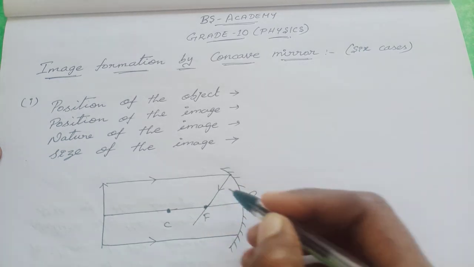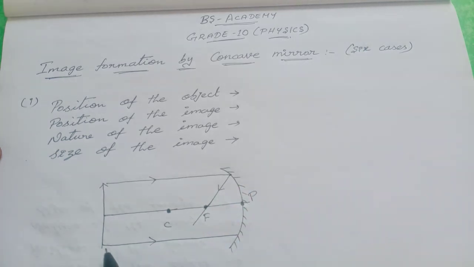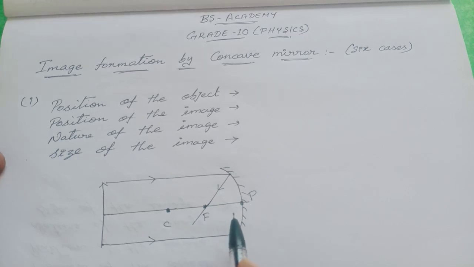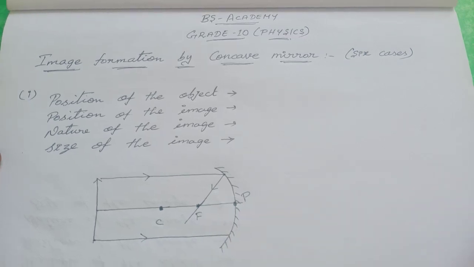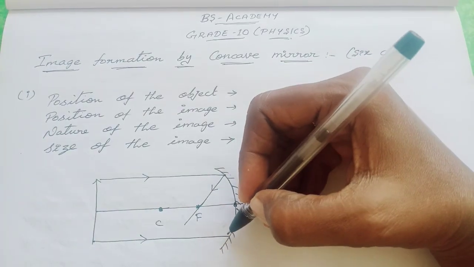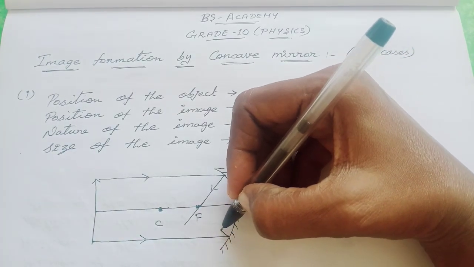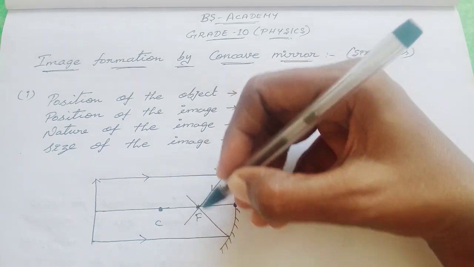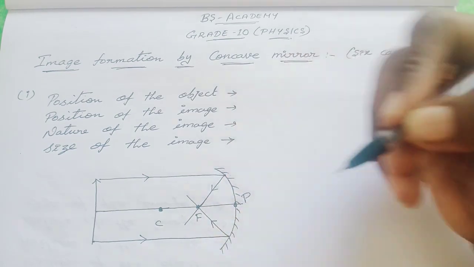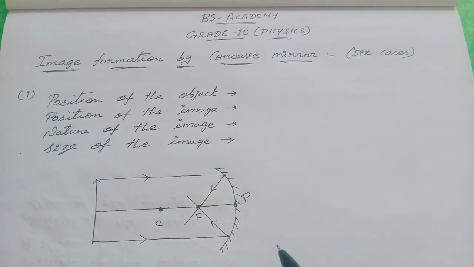So this is one of the reflected rays. Now consider the other incident ray. This incident ray is also parallel to the principal axis. Therefore, this incident ray will also get reflected and the reflected ray passes through the focus. So this is the other reflected ray. Is it clear, children?